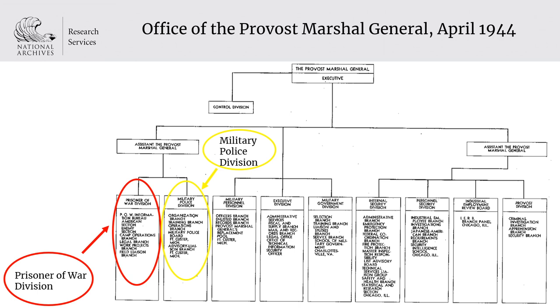The main thing to note here is that the Office of the Provost Marshal General was not just responsible for the Prisoner of War Division and the Military Police Division. There were divisions for military personnel, military government, internal security, personnel security, the Industrial Employment Review Board, and more. So although we will be focusing on series in Record Group 389 that relate to enemy POWs, there are other records related to these other divisions in RG 389 as well.